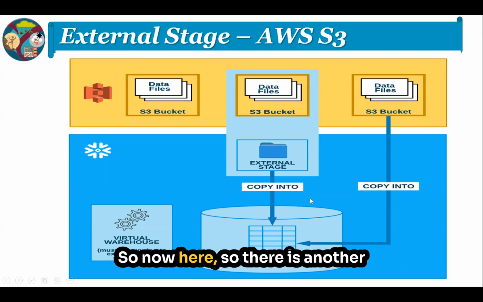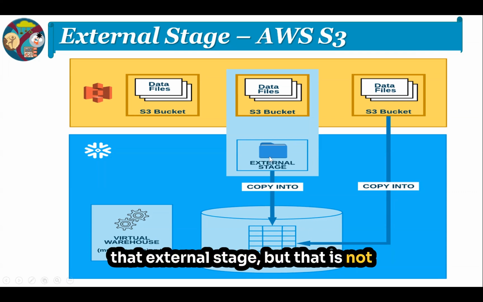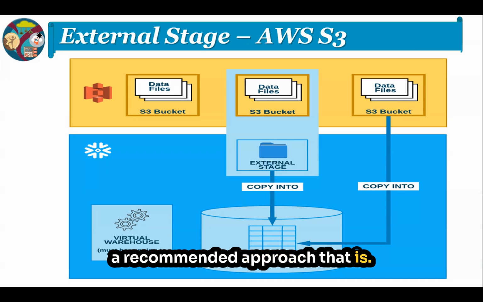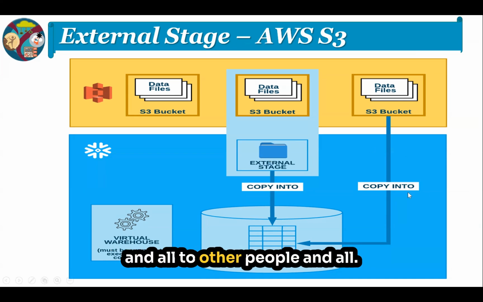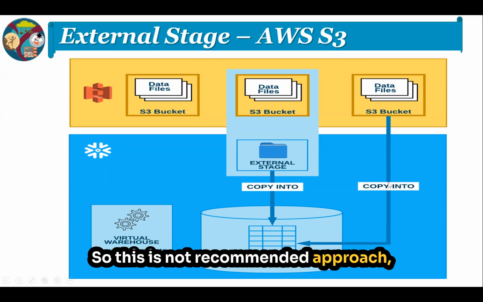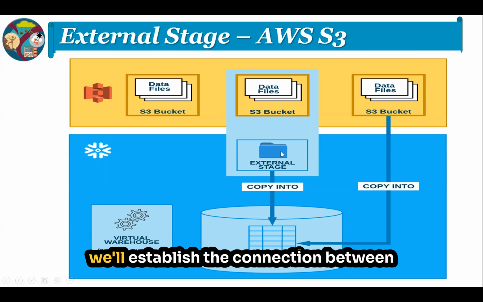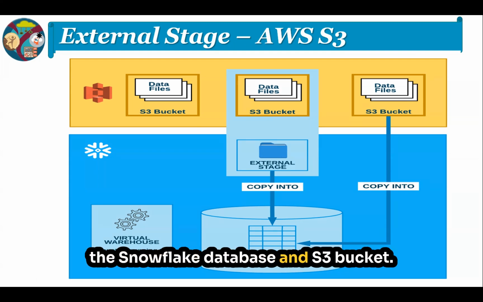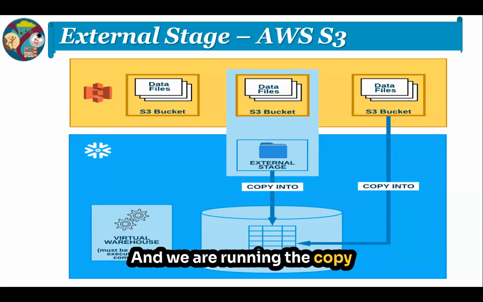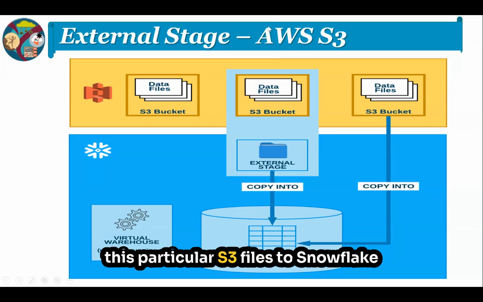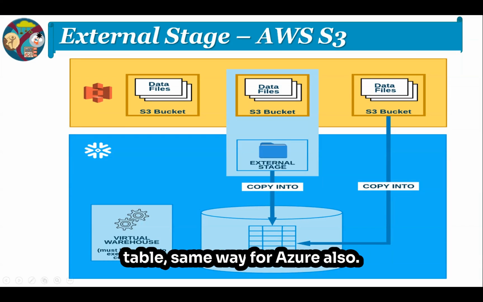Now there is another, straightforward option. You can directly load the data from that S3 bucket to a Snowflake table without having that external stage, but that is not a recommended approach. It will expose all our credentials to other people. It is not recommended, but still Snowflake provides the facility. We will follow this approach: create the external stage, establish the connection between the Snowflake database and the S3 bucket, and run the copy command to load the data from the S3 files to the Snowflake table.